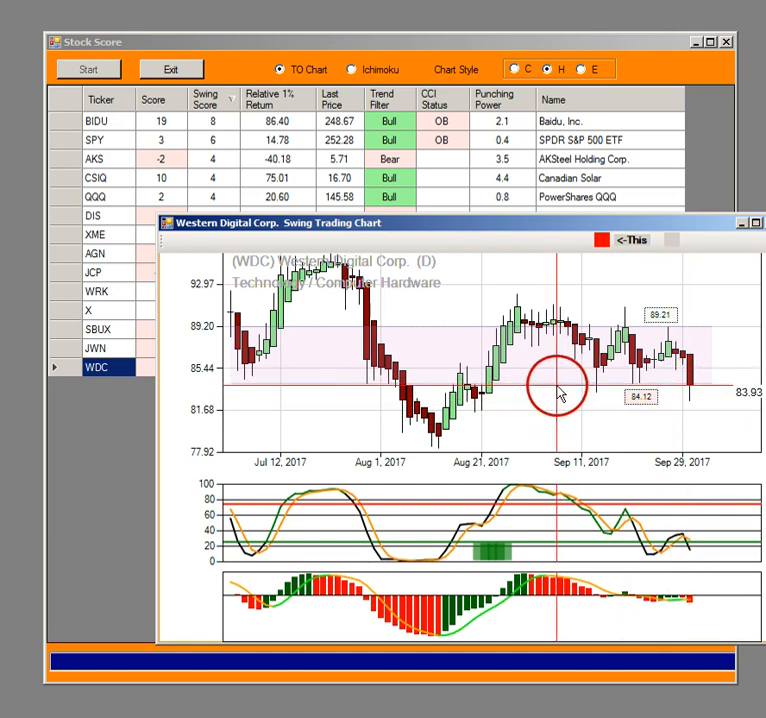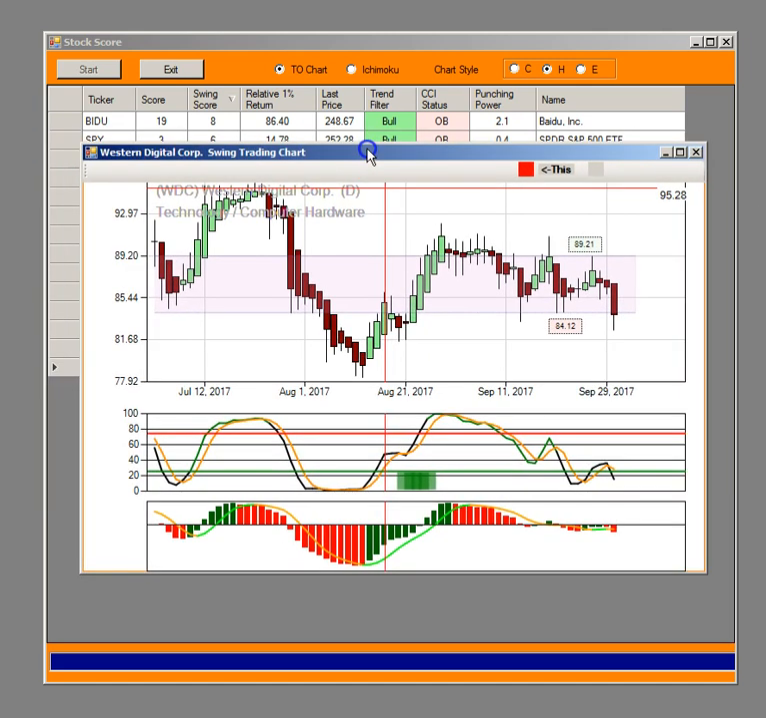So that was a quick look through the different stock scores, through the different symbols that we looked at, and I hope you got something worthwhile and useful out of it.